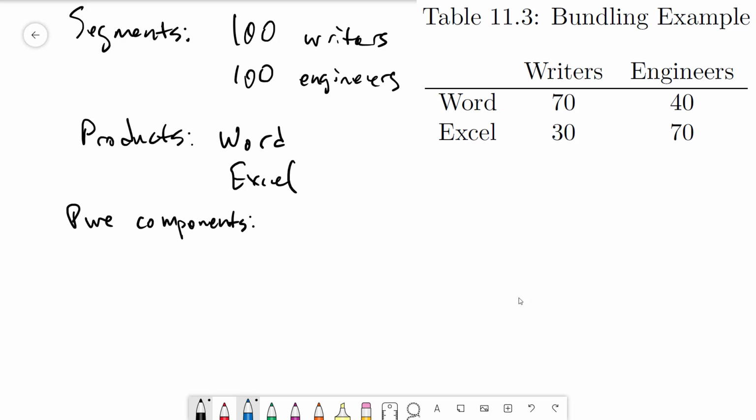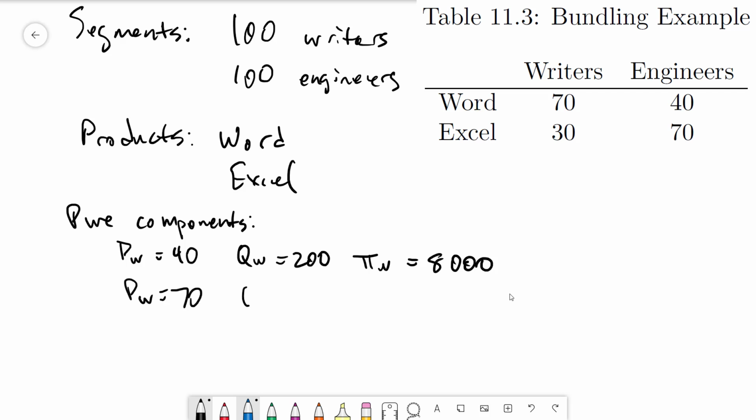For Word, we have two potential prices, 70 and 40. If we price Word at 40, we're going to sell to both segments. The writers and the engineers will be willing to buy this, so we're going to have a quantity of 200 and a profit of 40 times 200, which is 8,000. If we raise the price up to 70, we're going to sell only to the writers, and so there's 100 of those, and our profit will be 7,000. As we can see, it's better to price low and sell to everyone in this case, so we'll choose a price of 40 for Word.